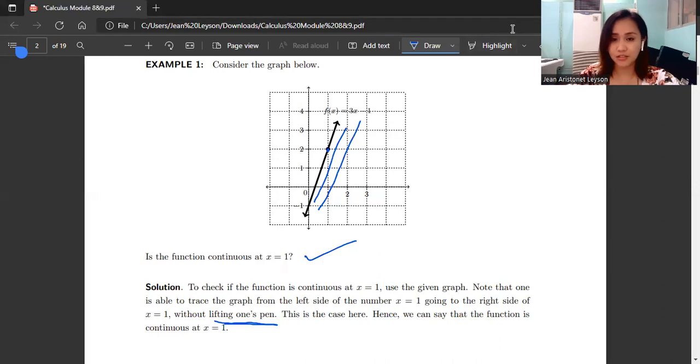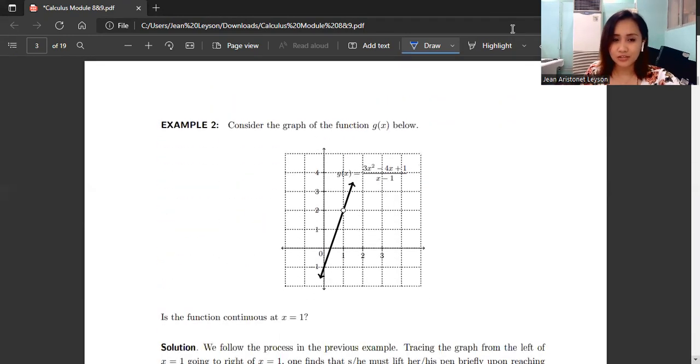Okay, let me just erase these. So again, from the left going to the right side, it passes through 1, it traverses through 1. You need not lift your pen because the graph is continuous. Hence, we can say that the function is continuous at x is equal to 1. So that easy.